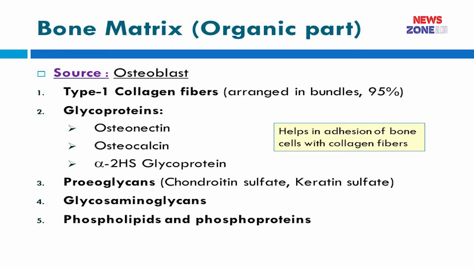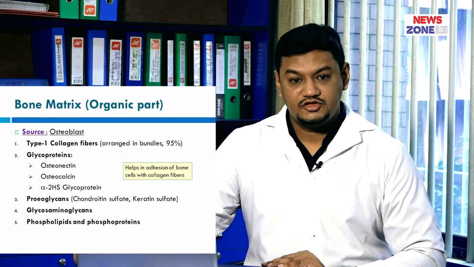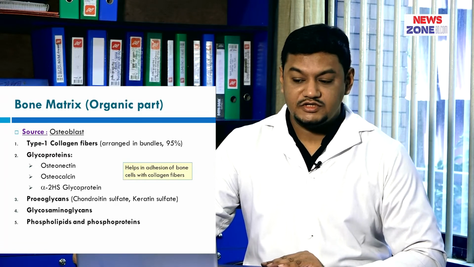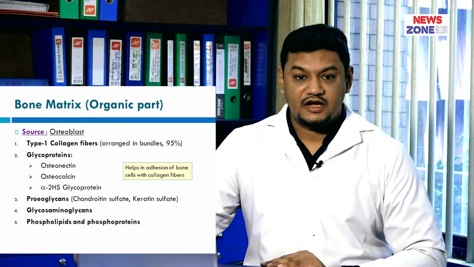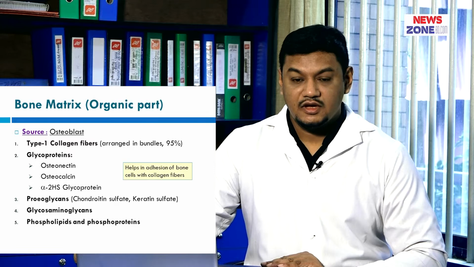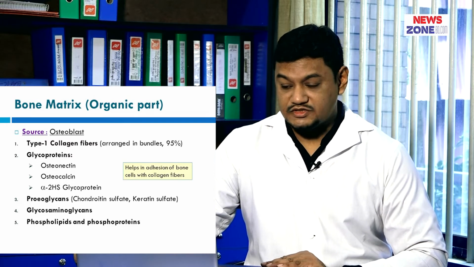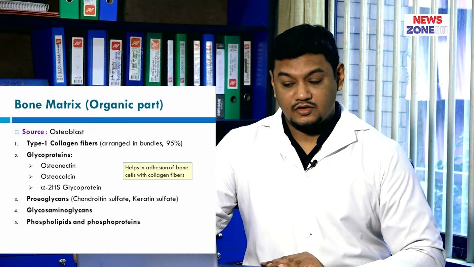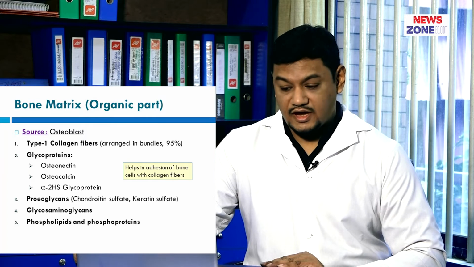One of the bone cell was osteoblast. Let me tell you, this osteoblast is coming from the osteoprogenitor cell. It is the most active form of bone cell, which is producing the organic part of the bone matrix. There are certain types of organic part of the bone matrix, like the major portion is type 1 collagen fiber, which is about 95%. Also, glycoprotein, which includes osteonectin, osteocalcin, alpha-2-HS glycoprotein.